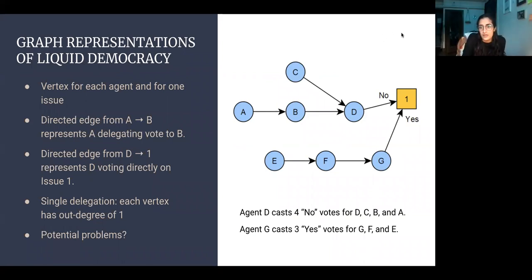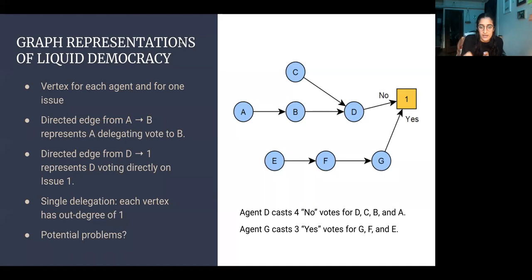So here we have where this comes into play with our computer science research. We are able to represent liquid democracy using a graph, as you're seeing here. So in this graph, you can see that each node or vertex is representative of a person who has a vote. And each edge you're seeing shows who that person is delegating their vote to, or whether or not they're casting the vote. So in this example, you can see that Agent A has delegated to Agent B, C has delegated to D, and so D has 4 votes.